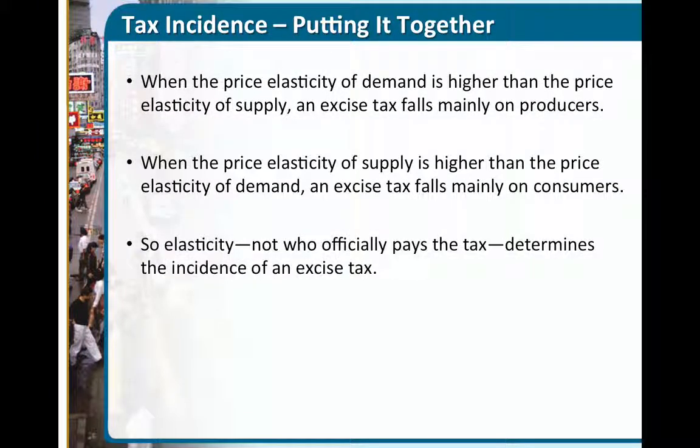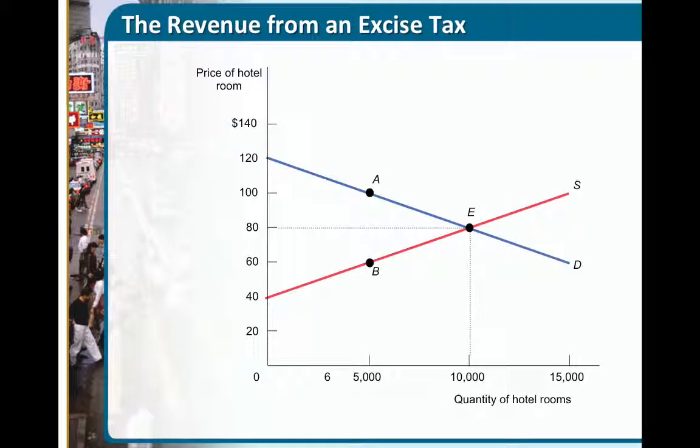And again, elasticity plays a pretty big role. It determines the incidence of the excise tax. So let's look here at the revenue, because why do things get taxed? To get revenue for the government to provide you with services. So let's look here with this excise tax of $40 per room and a quantity demanded of 5,000.